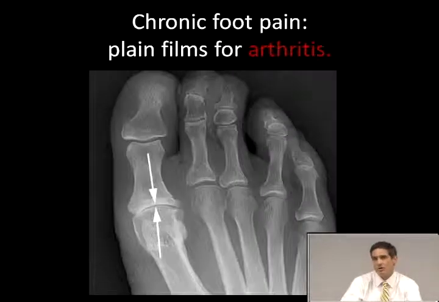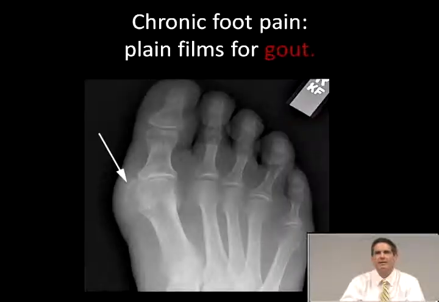Straightforward cause, degenerative change of the great toe metatarsophalangeal joint with, as usual, joint narrowing, chondrocalcinosis, osteophytic spurring. And finally, you can see on plain films gout with soft tissue swelling, calcifications of the soft tissues, tophus in the soft tissues.